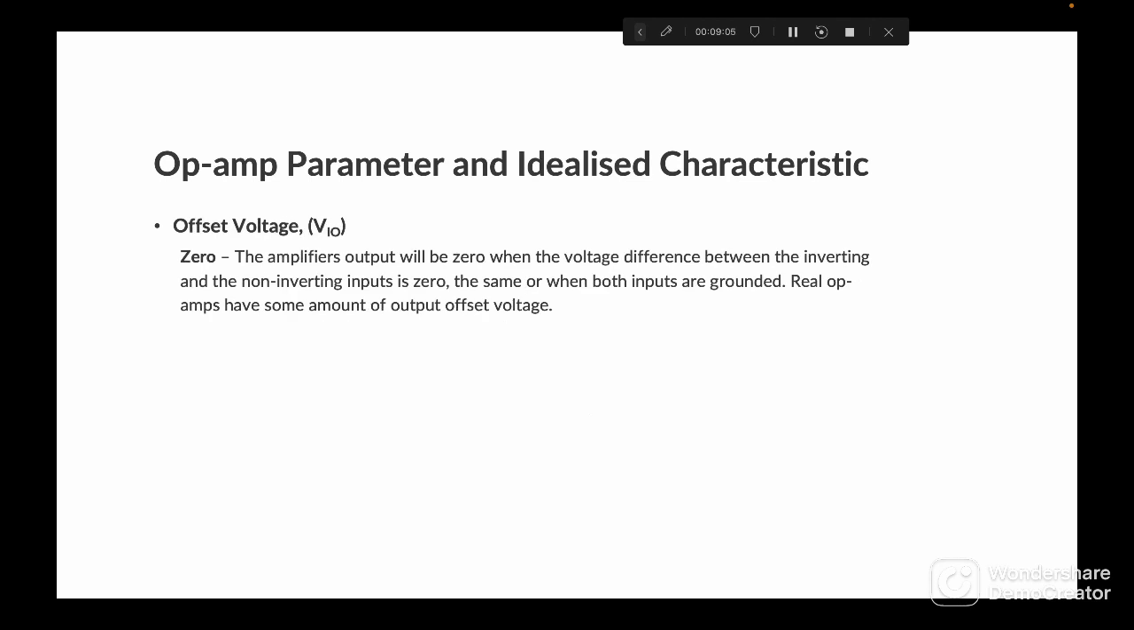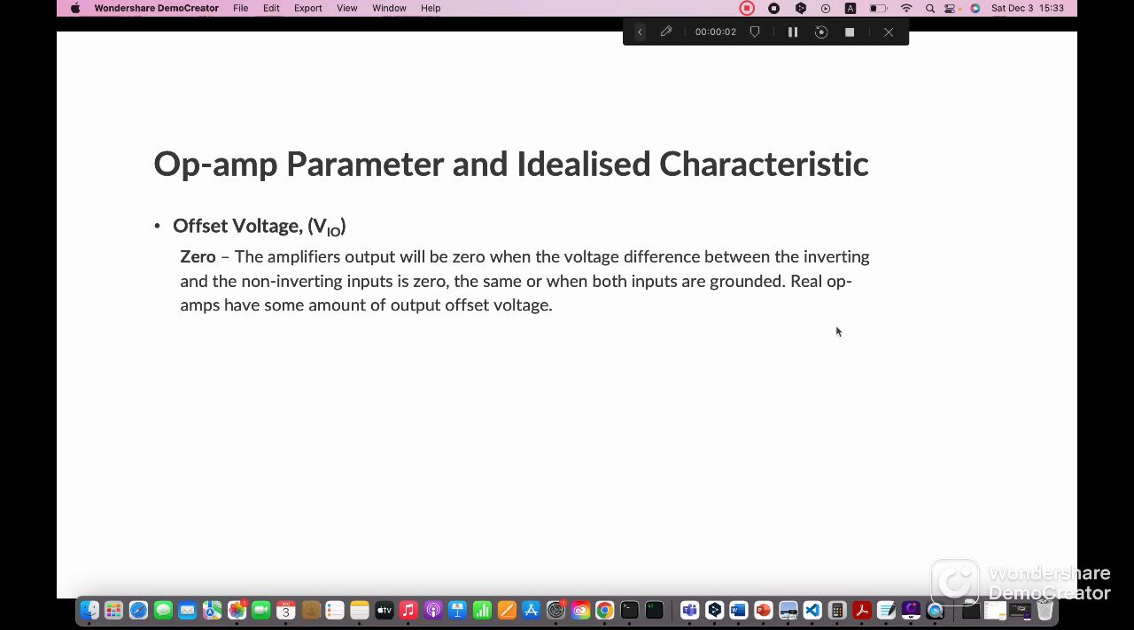So last, offset voltage. The amplifier's output will be zero when the voltage difference between the inverting and the non-inverting inputs is zero, the same as when both inputs are grounded. Real op-amps have some amount of output offset voltage.